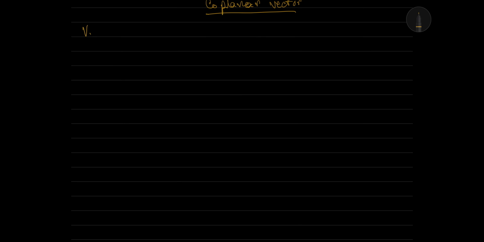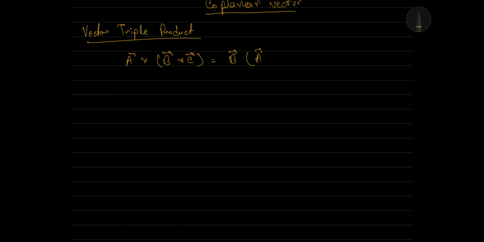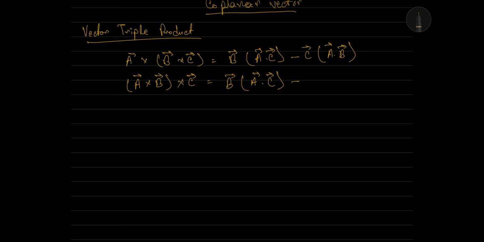Now let's talk about the vector triple product. The formula will be like this: A cross B cross C equal to B into A dot C minus C into A dot B, and if A cross B into C, then it will be B into A dot C minus A into B dot C.